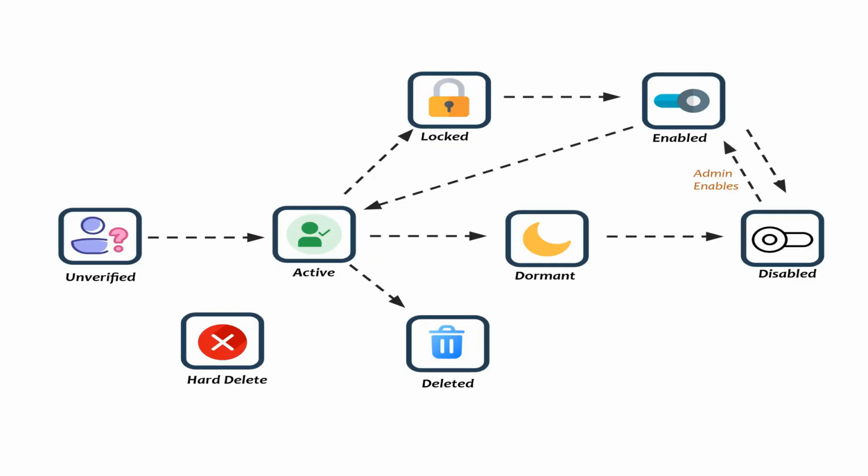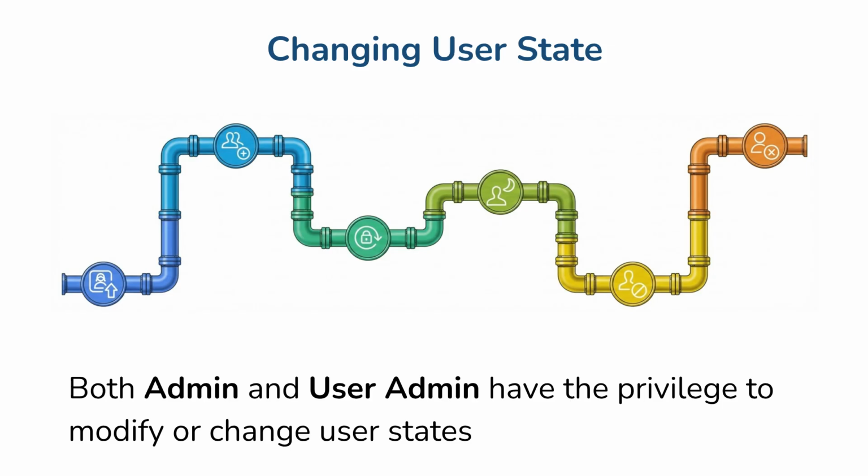Similarly, a dormant user can be manually disabled by the admin, and a disabled user can again be enabled whenever required. Finally, if a disabled user remains inactive for a very long time, the system may automatically delete that user after the configured retention period expires. So we just learned about the different user states.